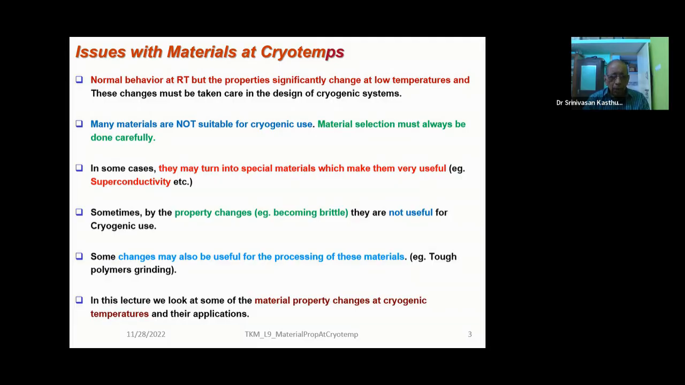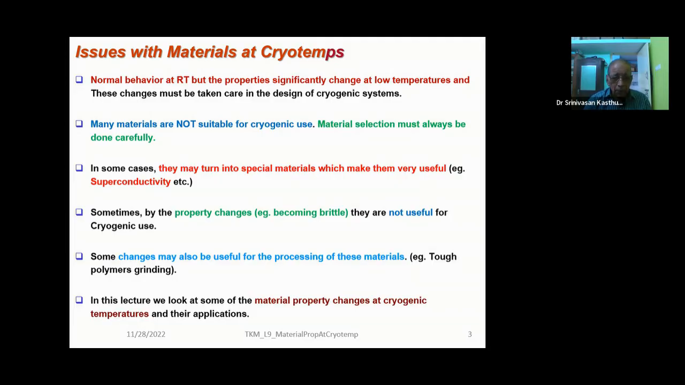But in some cases, the materials can turn into special materials, and that can make them very useful. For example, if you take a material like mercury, or let us say niobium, etc., they undergo a transition to become superconductors at low temperatures. If they become superconductors, then they can carry an enormous amount of current without any dissipation. So they become very useful for low temperature applications.